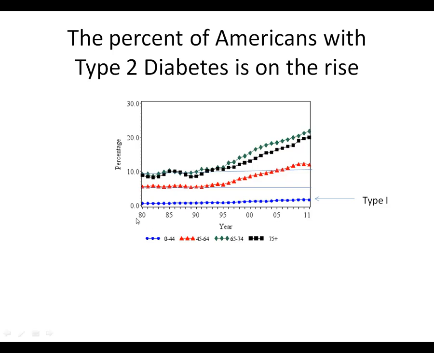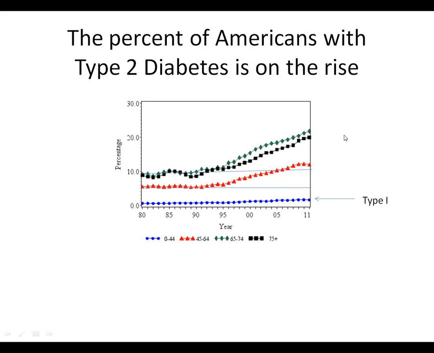What this graph shows is the history, 1980 to 2011, the percent of the people in the United States who have diabetes in total. And it's broken down by age group because we know that type 1 diabetes primarily strikes young people, so that's one way to separate them out.